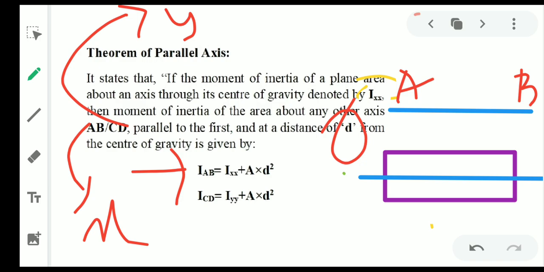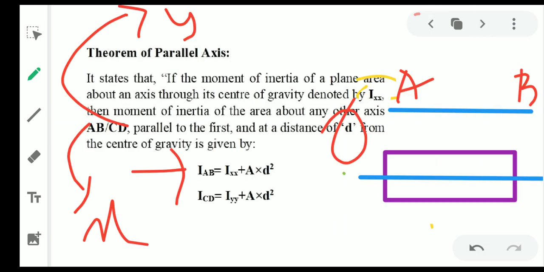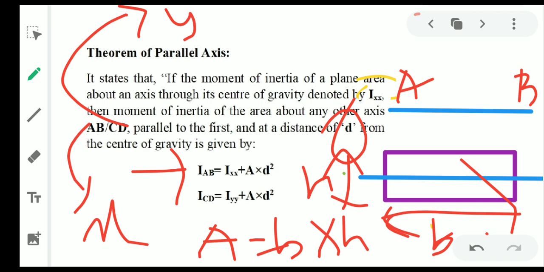So we can easily calculate I_xx by using this formula. The dimensions will be given in the problem. This dimension means this length and height will be given in the question. So very simple. Plus A into d square. What will be the area? If this is B and this is H, so area will be what? Area equals base into height. Simple, because this is a rectangular section.